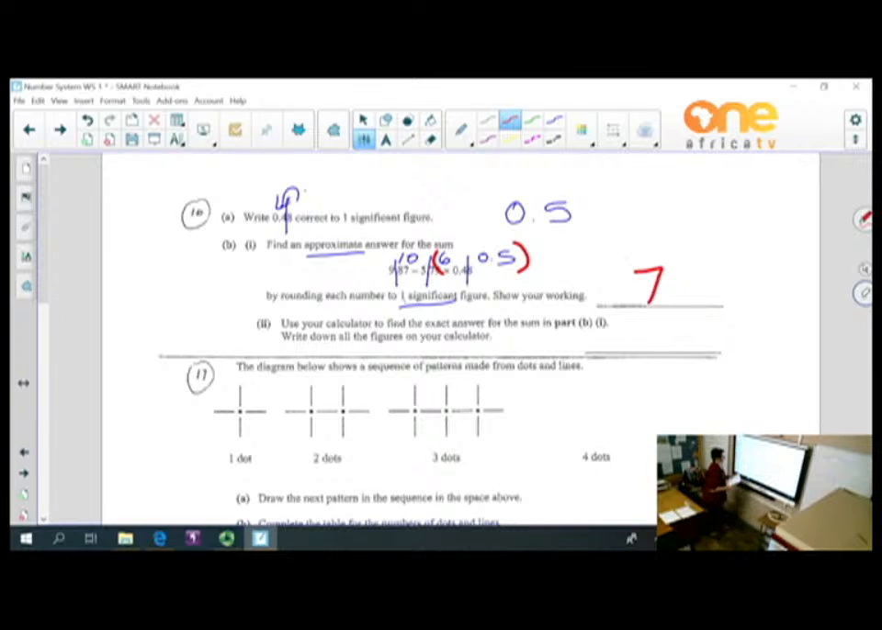And then calculate the exact value. So now on our calculators, we press 9.87 minus, and I'll use brackets there, 5.79 times 0.48, close brackets, is equal to, and the answer is 7.0908, full calculator display. Can you see? I have to write down everything there.